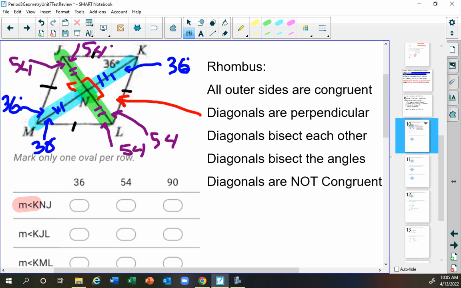First one, K and J. Well, if we're at K, where do we go to get to N? How far down? Do I go all the way down or do I stop in the middle? Where's N? Stop in the middle. And then from N to J, which direction do I go? Up left. Now, K and J is this angle right here.